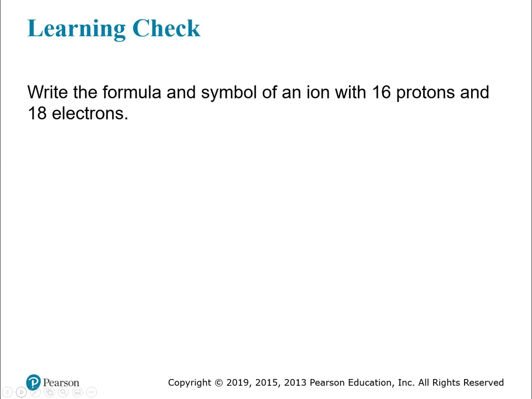Let's do a quick learning check. We need to write the formula and symbol of an ion with 16 protons and 18 electrons. To write a symbol, we need to know what element it is. The clue to which element we're looking at is in the number of protons. That's the atomic number. You look up the element that has 16 for its atomic number, and you'll find that it's sulfur, and the symbol for sulfur is an S. We know that it has 16 protons and 18 electrons.